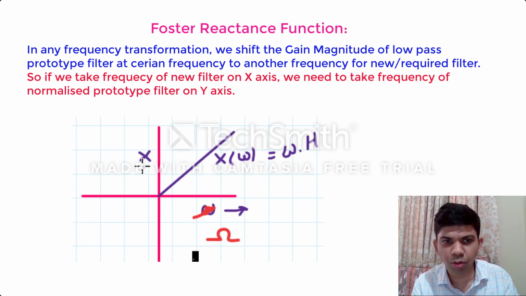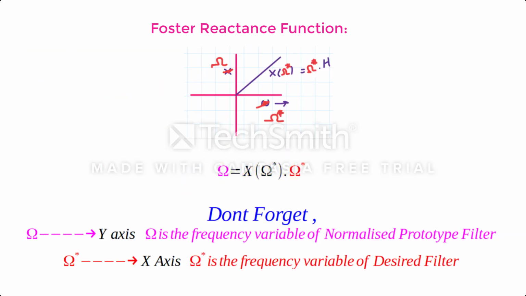And similarly, I don't need the reactance X here. I need the relation between the frequency of the desired filter and the frequency of the normalized prototype filter. So let us replace this X by radian per second frequency. Now if I use the same symbol, it may create trouble for me. So let us denote the frequency of the desired filter as omega star and the frequency of the prototype filter, to be simple, omega.